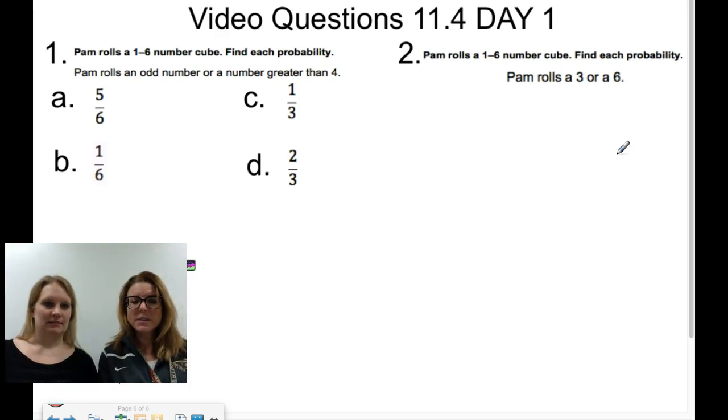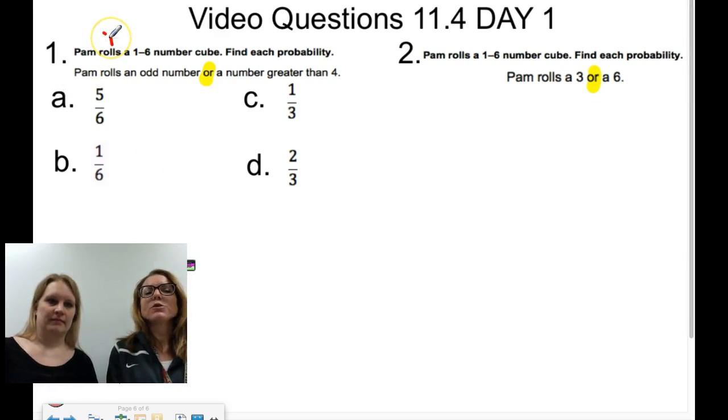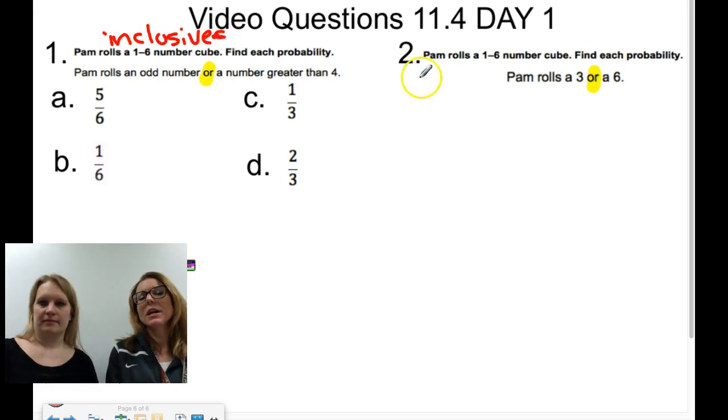Pam rolls a 1 through 6 number cube. Find the probability Pam rolls an odd number or a number greater than 4. So write down your odd numbers, write down numbers greater than 4, which ones are the same, subtract it out. Here, Pam rolls the cube again. She rolls a 3 or a 6. Number 1 is going to be mutually inclusive, and number 2 is going to be mutually exclusive because you can't roll a 3 and a 6 at the same time.